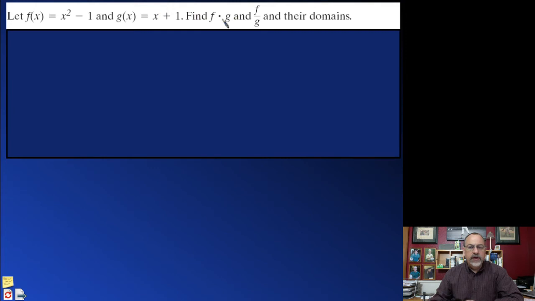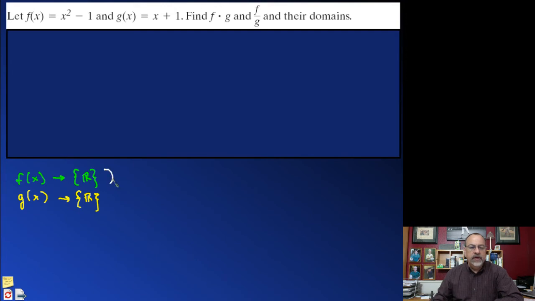Let's take a look at multiplying and dividing. So before I multiply or divide these functions, I want to look at the domain of both. So again, if I look at the f function, because there is no division and no radicand, the domain of the f function is all real numbers. If I look at the g function, because there is no division and no radicand, it also is all real numbers.